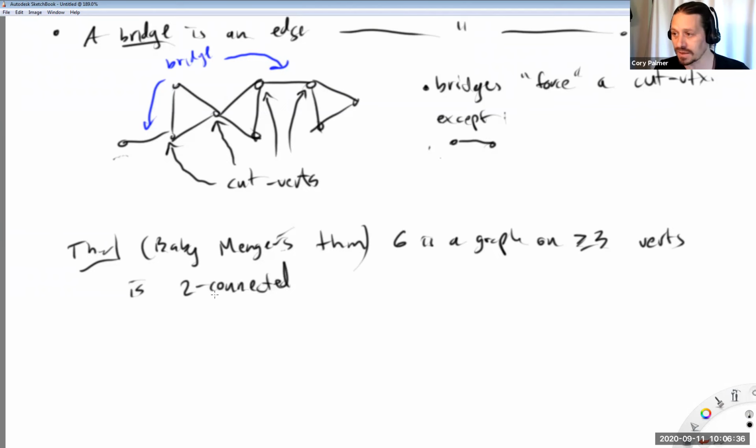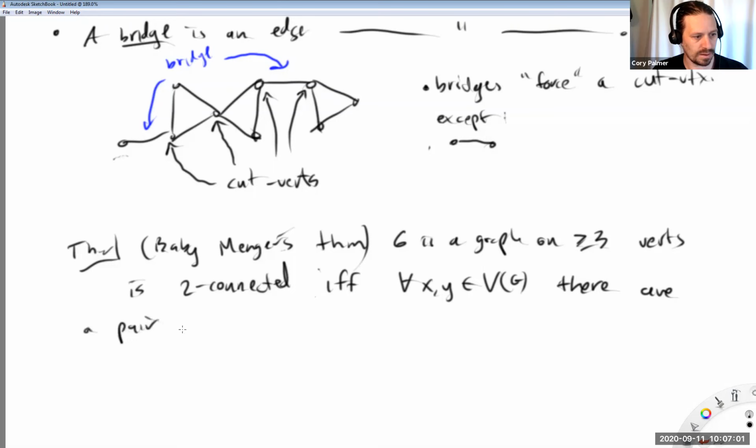So again, in this context, 2 connected means that you can remove any vertex and it still is connected. You need to remove at least 2 to disconnect it. So it is 2 connected if and only if for every pair of vertices x, y, there are a pair, say, of internally disjoint XY paths.